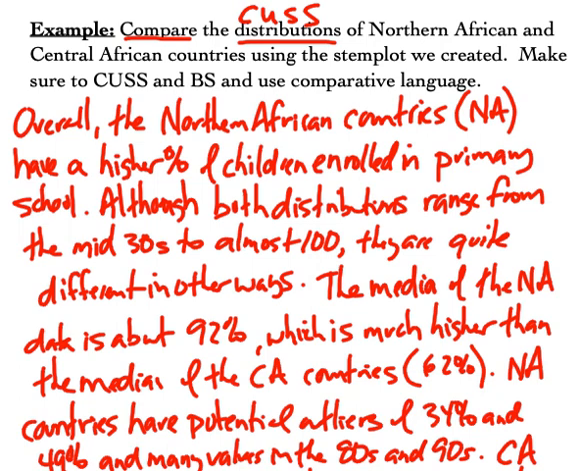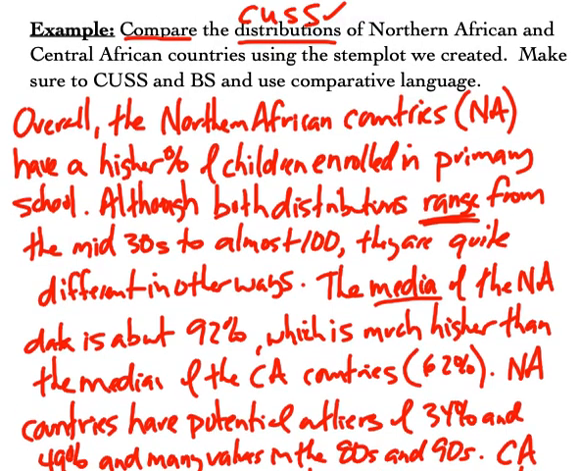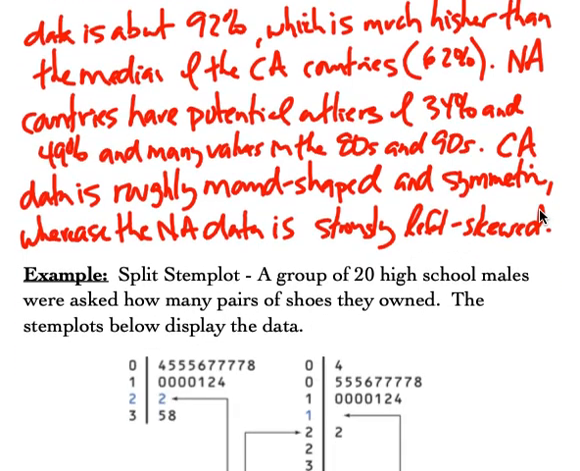We talked about the range here, so that's a spread. And we talked about the median, and that's our center. We talked about outliers, that's our unusual features. And we talked about the shape a little bit in that last sentence. So make sure you're doing all those things. A good response when you're comparing distributions will always talk about those four things.